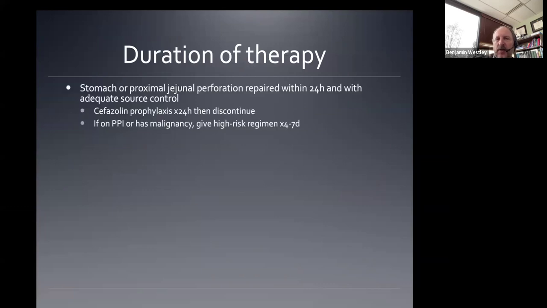Okay, how long do we treat? Well, here's what the guidelines say. I can tell you that most people treat way more than this, but this is what the guidelines say and what the evidence base is. So we should try to follow the evidence base.